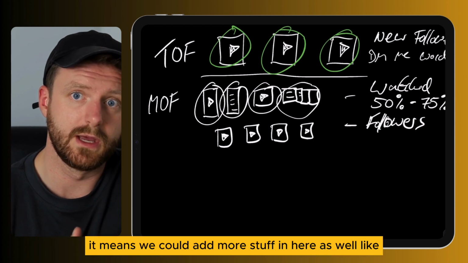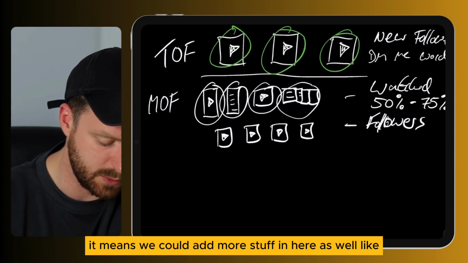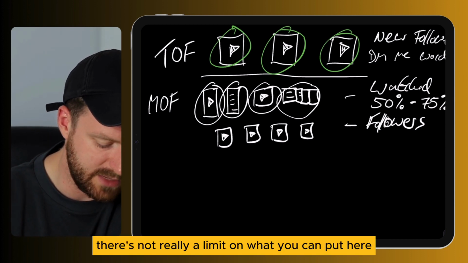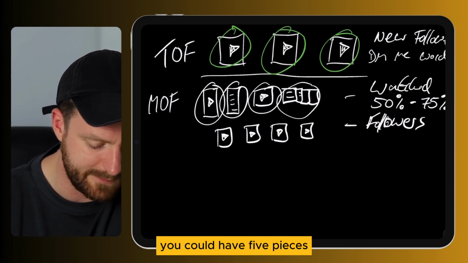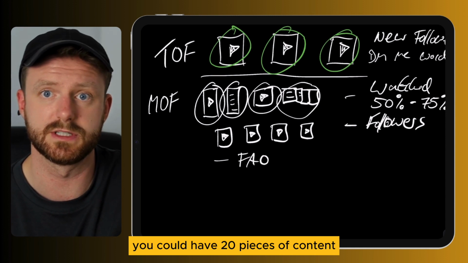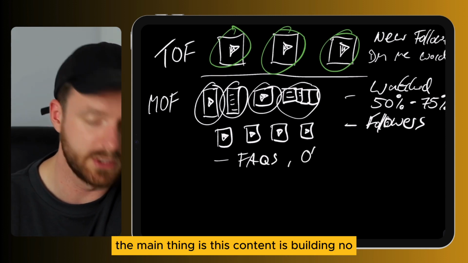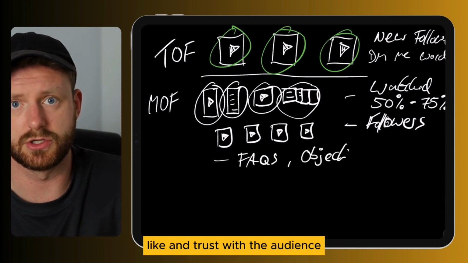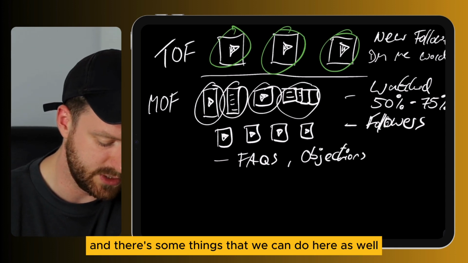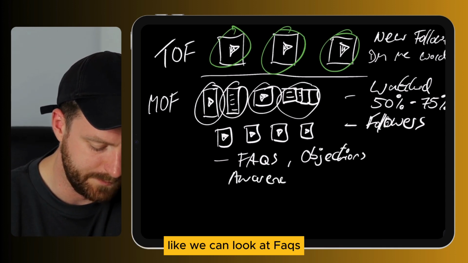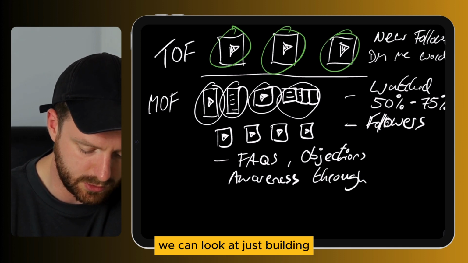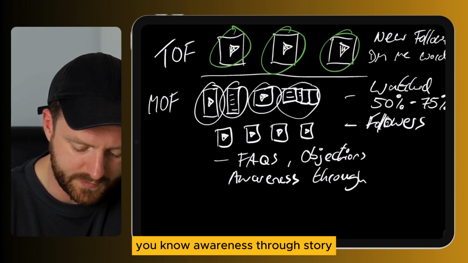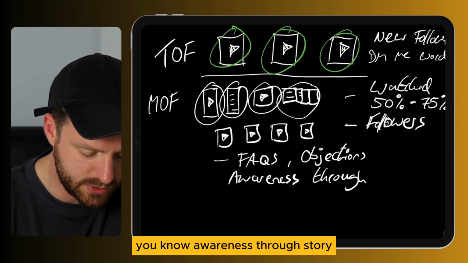And it means we could add more stuff in here as well. There's not really a limit on what you can put here. You could have 10 pieces, you could have 5 pieces, you could have 20 pieces of content. The main thing is this content is building know, like, and trust with the audience. And there's some things that we can do here as well. We can look at FAQs, we can look at objections, we could look at just building awareness through story.